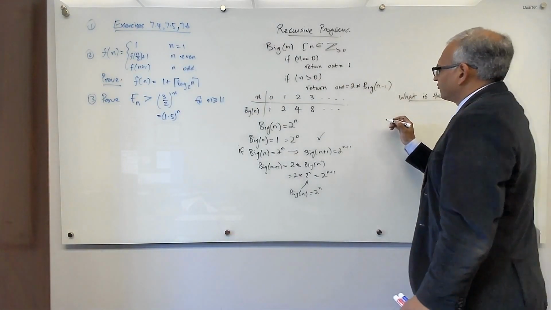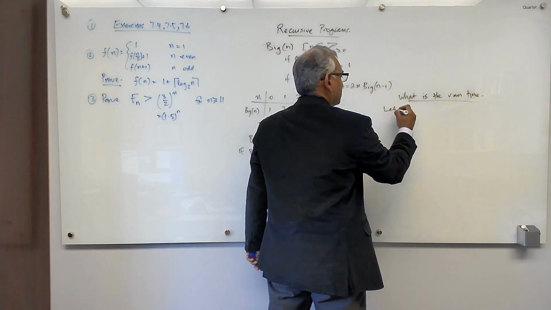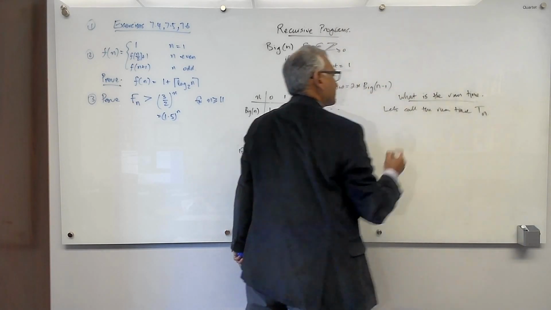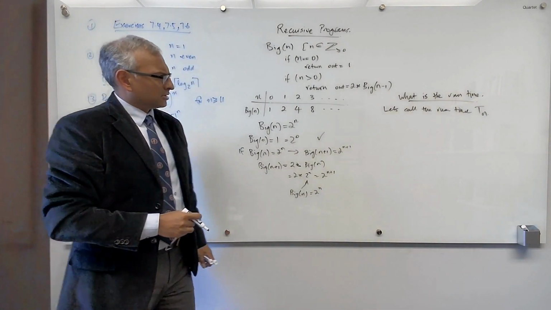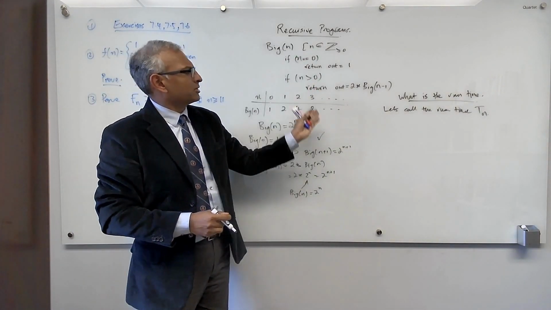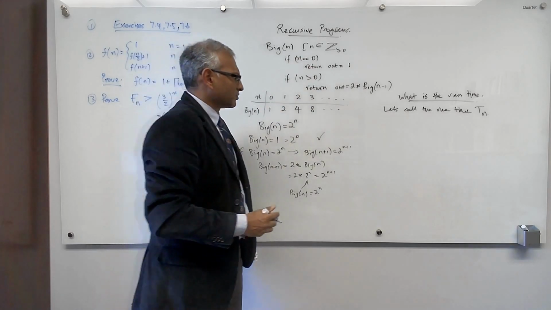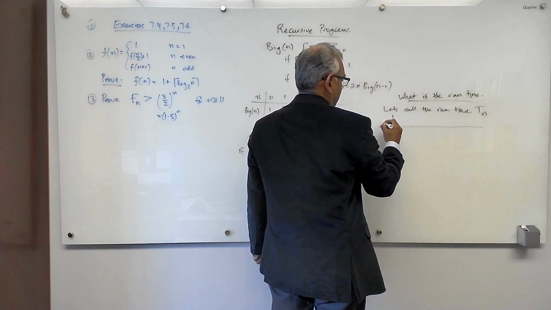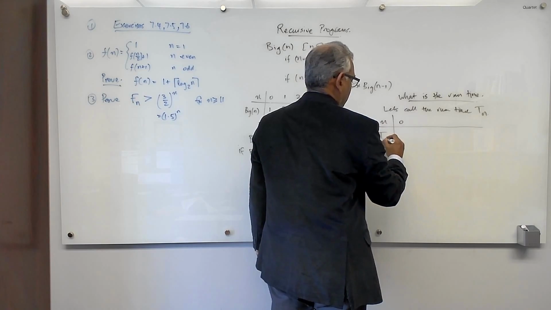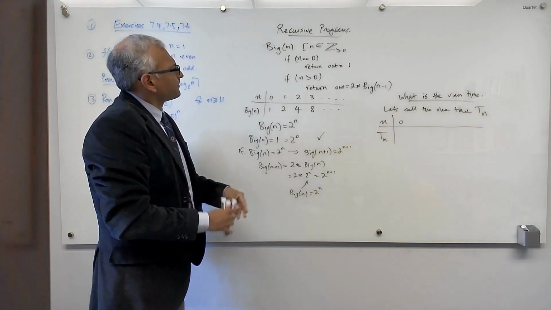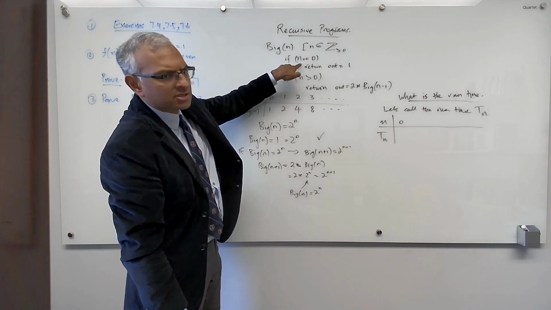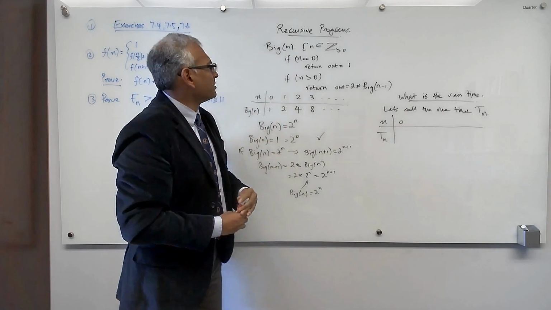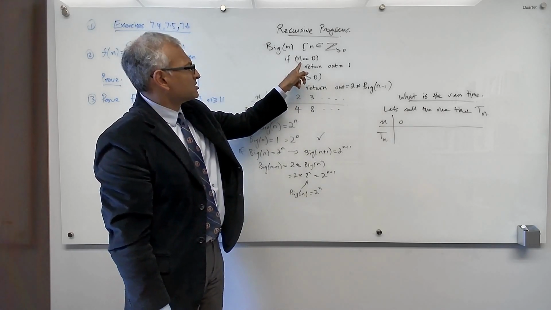So let's try to analyze the runtime when n equals 0. Let's call the runtime T sub n, n being the value of the input. So n could be 0, n could be 1, n could be 2, and so on and so forth. So what is the runtime? Let's put here n equals 0. And what's the running time? T sub n. So let's see. When I feed in n equals 0, it does a comparison. Let's assume that all operations take approximately 1 unit of time. So it does a comparison. The comparison says yes.